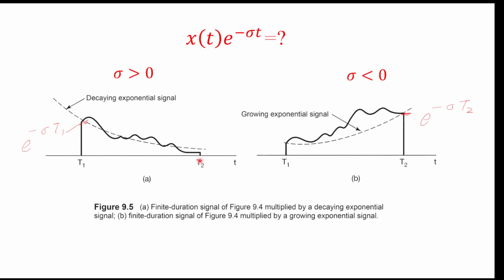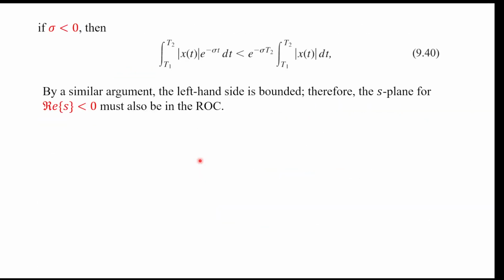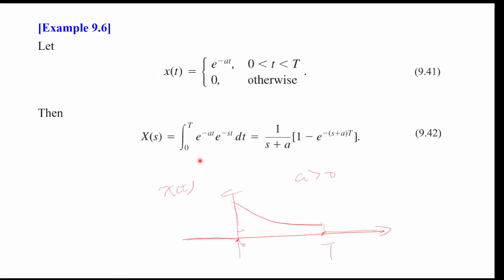Let's go to an example of this first. We have x of t equal to e to the minus at, like example 9.1 but with a cutoff. So x of t equals e to the minus at for t from 0 to big T. I plot this for a greater than 0, but this is actually convergent for any a. So x of t is the exponential function from 0 to big T, and it's 0 otherwise.